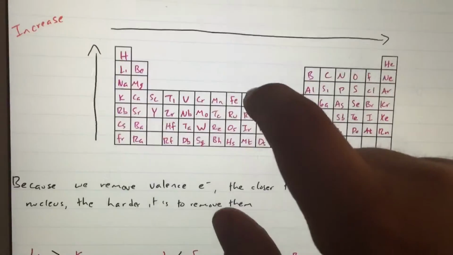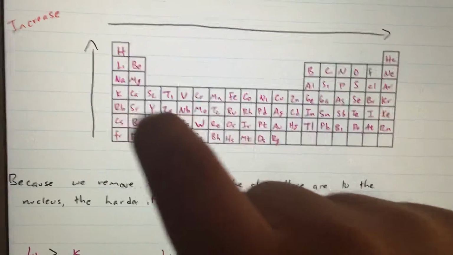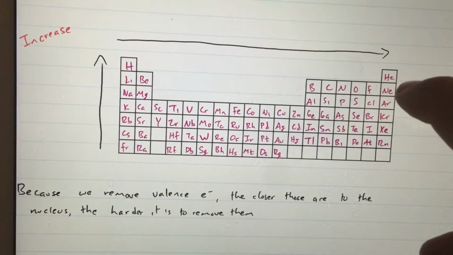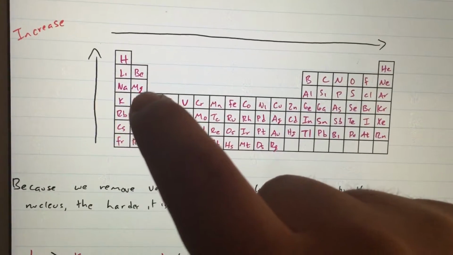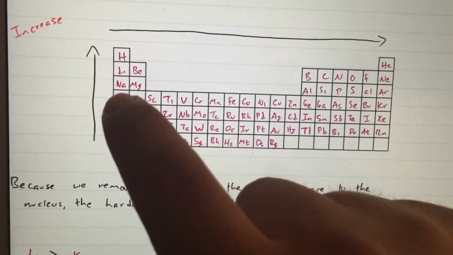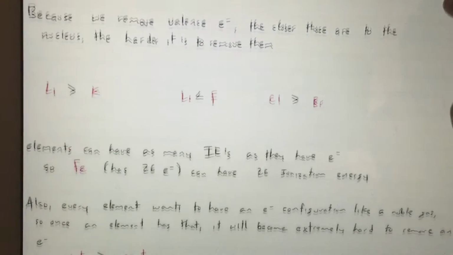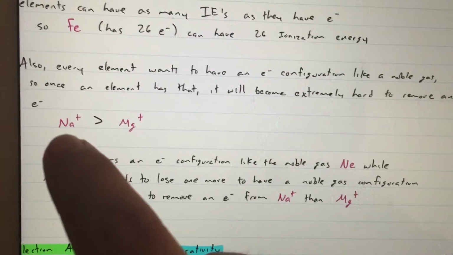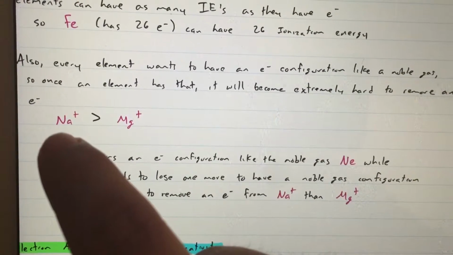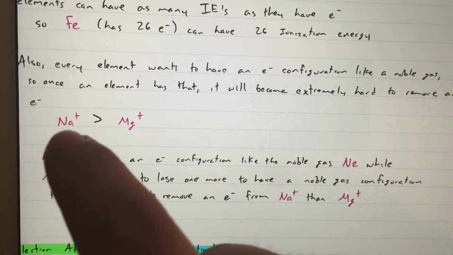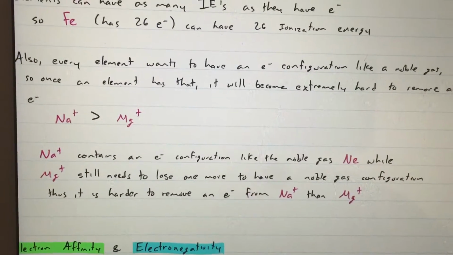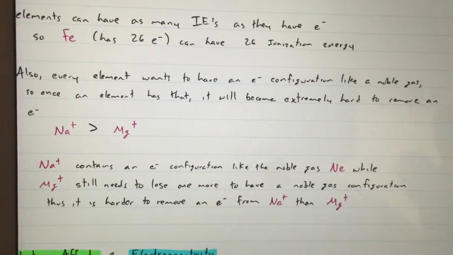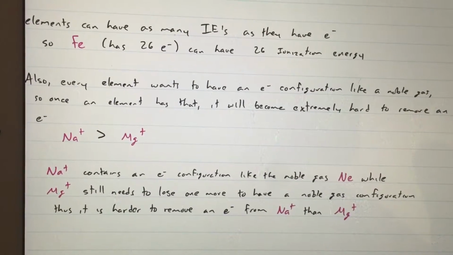But because they are ions, sodium, as a +1 ion, has a configuration like neon, meaning it is already highly stable. But magnesium, if it's just a +1, has a configuration like sodium, and it wants to lose another one. So based on that, because the sodium ion is highly stable, it is a lot harder to remove another electron there than it is in magnesium, right? Because magnesium still has to lose one more to become highly stable. And that's it for ionization energy.